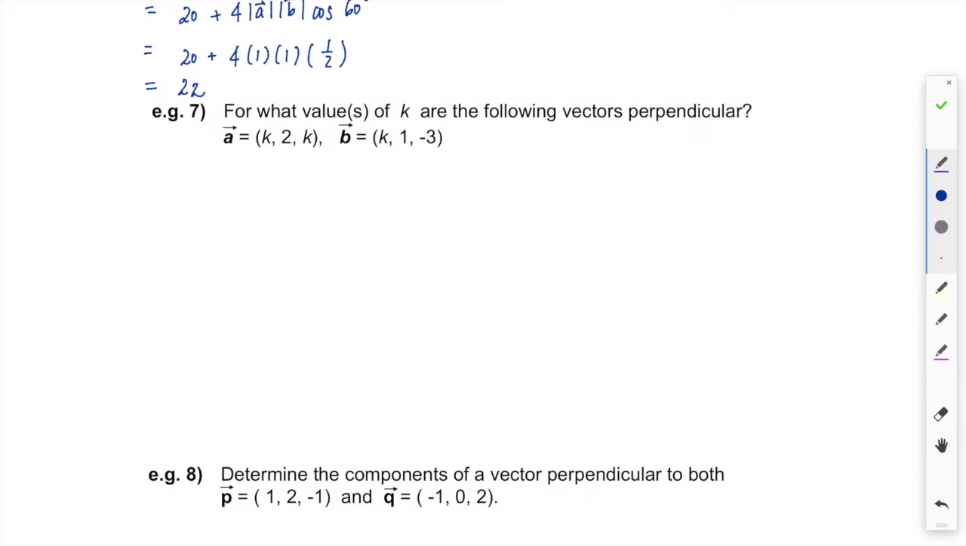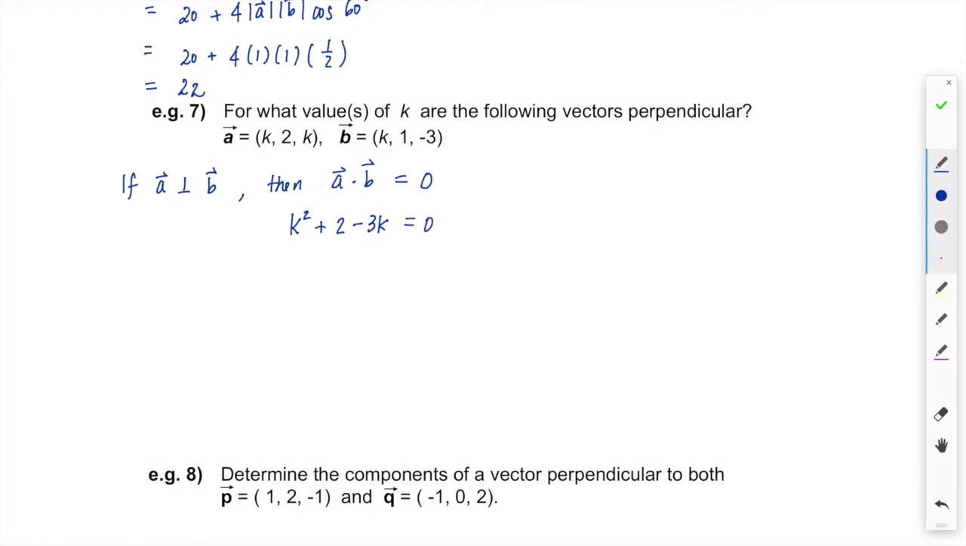Number 7. For what values of k are the following vectors perpendicular? So here we see a keyword, perpendicular. And notice that we know some kind of property about perpendicular vectors and how that relates to a dot product, right? Because if vector A is perpendicular to vector B, then I know A dot B must equal 0. Okay. So let's work out the dot product of vector A dot B. Multiplying the x components together, k times k squared, plus 2 times 1, 2, plus negative 3 times k, so minus 3k.